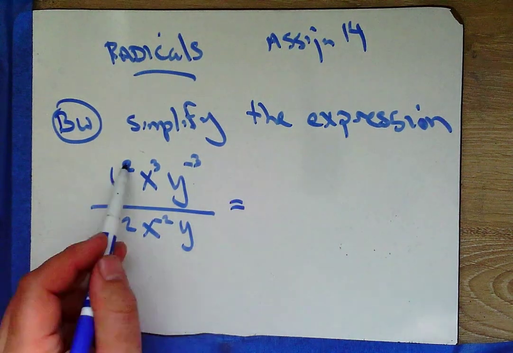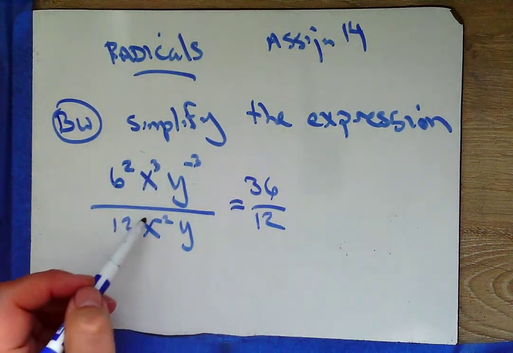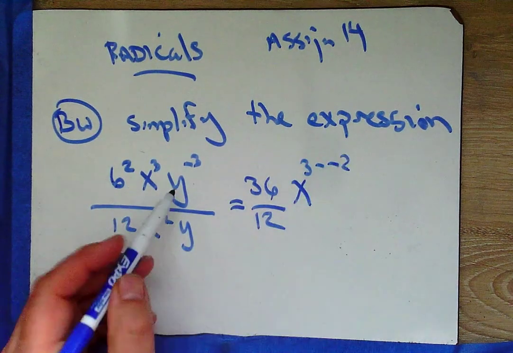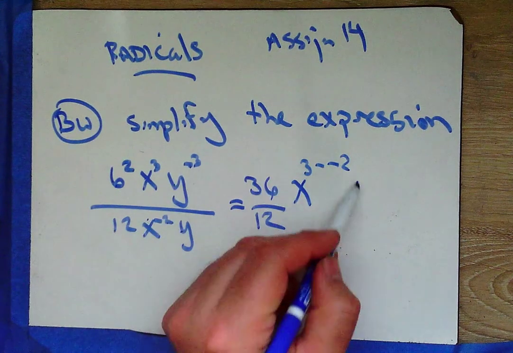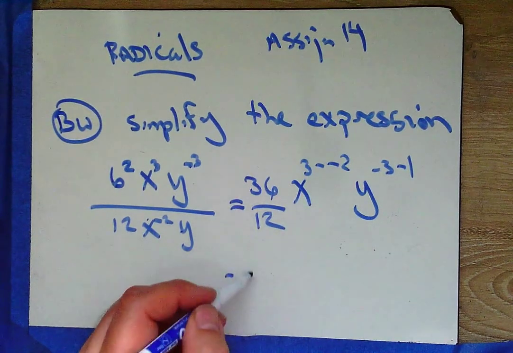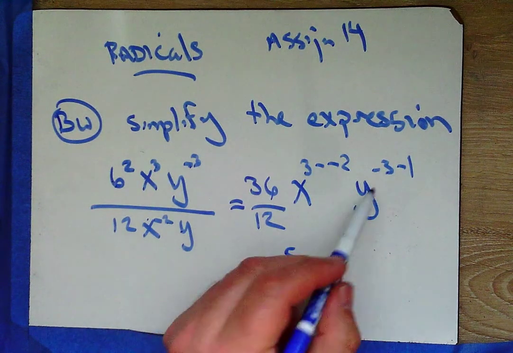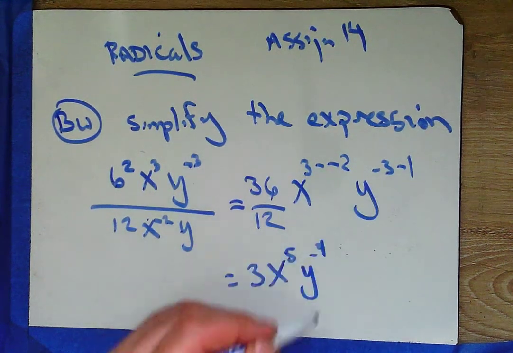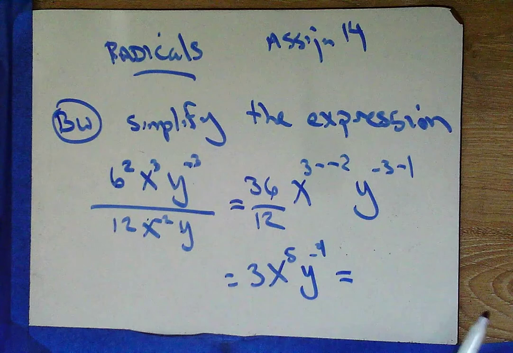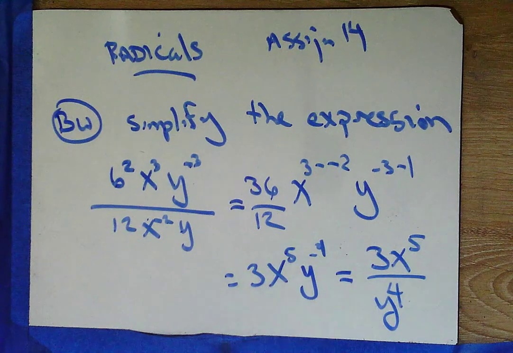Okay, so 6 squared is 36. And then here, it's x to the third minus a minus 2, and y to the minus 3 minus 1. So if I tidy each of these up, 36 divided by 12 is 3. 3 minus a minus 2 is going to be x to the fifth. And negative 3 minus 1 is going to be y to the negative fourth. Remember, if the directions say no negative exponents, we need to take this a little further. 3x to the fifth over y to the fourth would be my simplified answer.